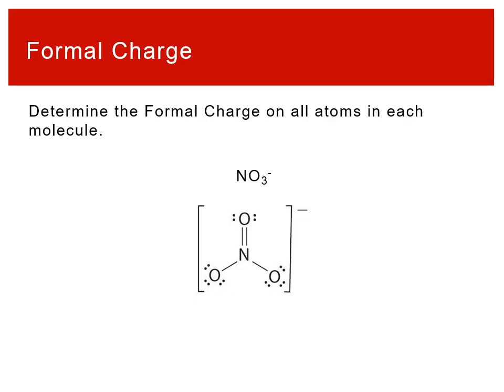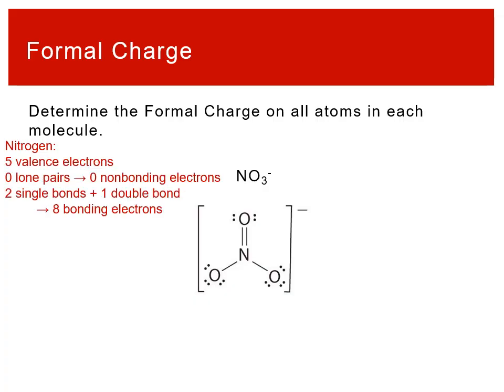All right, let's take a look at nitrate, NO3-. And so nitrogen, again, 5 valence electrons. It doesn't have any lone pairs again in this one. It does have some bonds. In this case, it has 2 single bonds, 1, 2, and then the double bond. Again, that's 8 bonding electrons. And so if we take a look, we can get another formal charge of plus 1. Again, nitrogen tends to form 3 bonds, but here it's forming 4. And so, that's 1 extra bond. So it has a formal charge of plus 1.